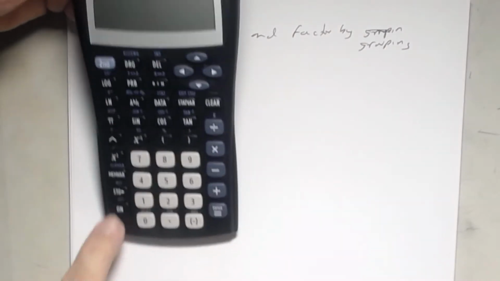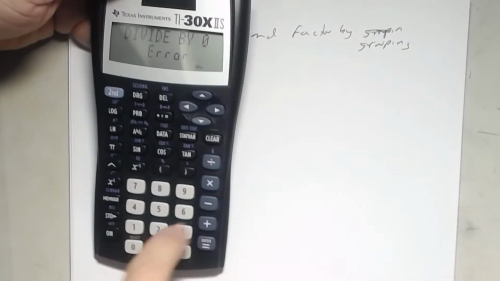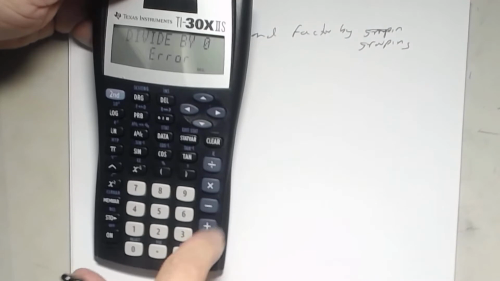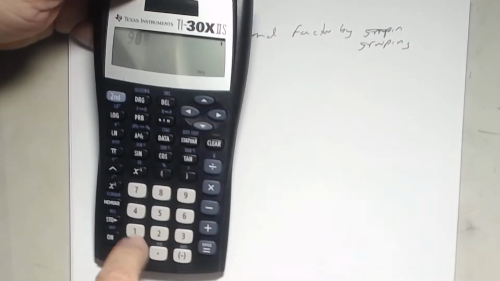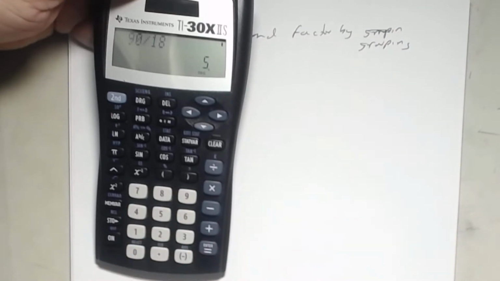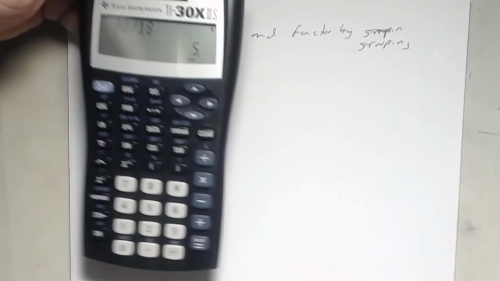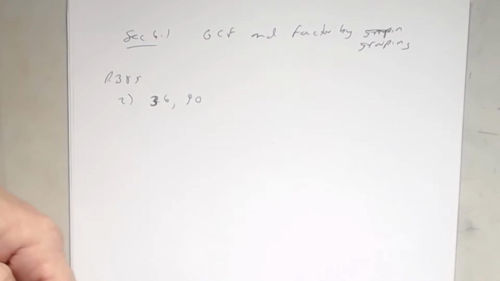Now you have access to a calculator, correct? So let's check. Does 18 go into 36? Yes. Does 18 go into 90? Let's see, 90 divided by 18. So it does, correct? So far, we think that 18 is the greatest common factor. Is 18 the greatest? Yes. Okay, 18 is the largest. So the greatest common factor is 18.